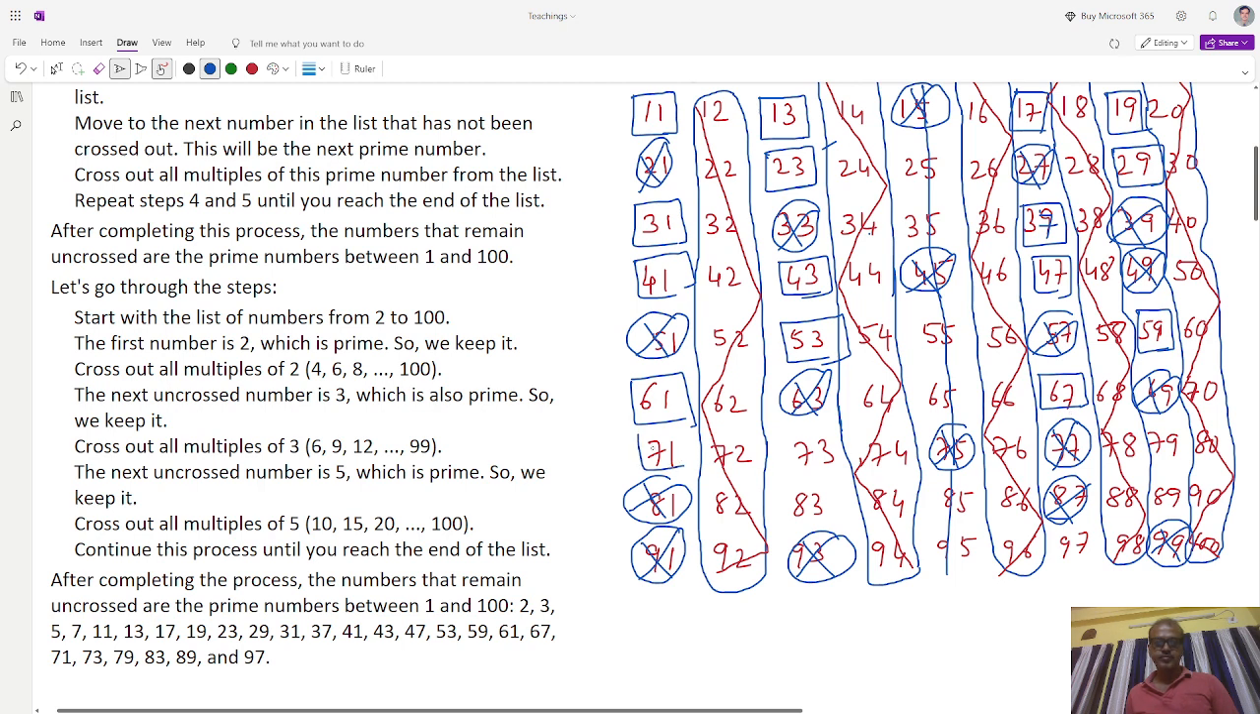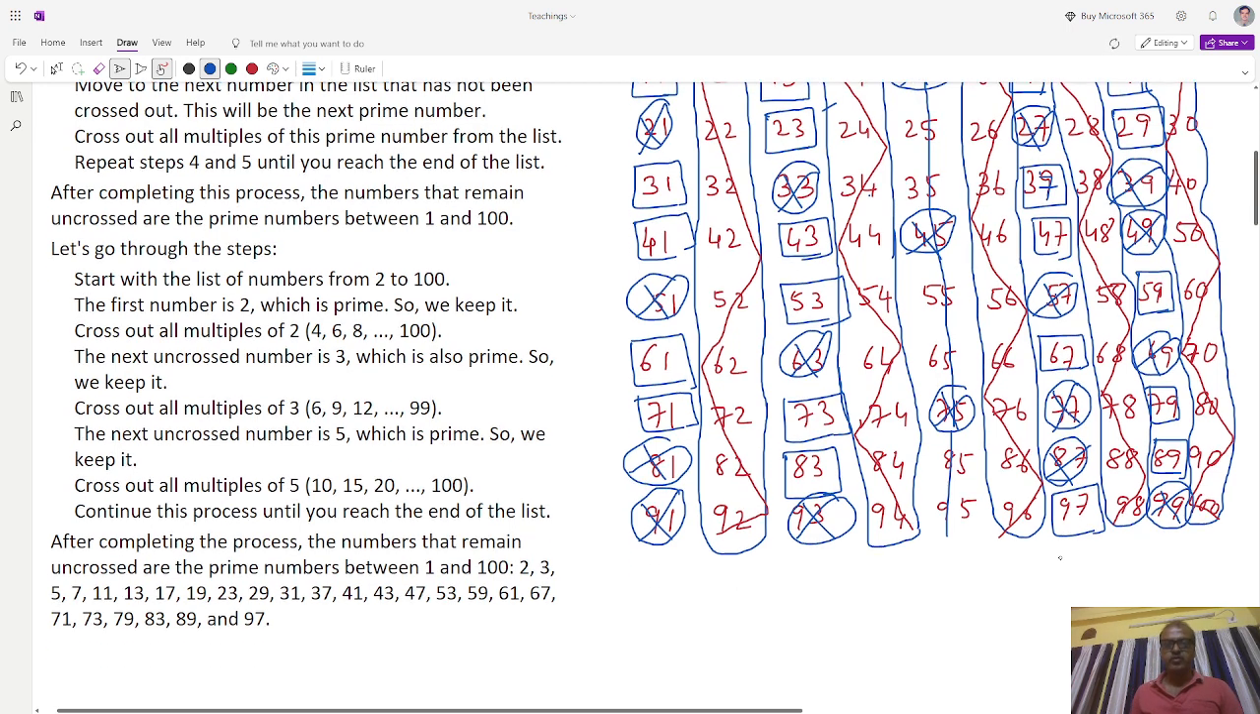71, 73, 79, 83, 89, and lastly 97 within 100. 97 is a prime number.